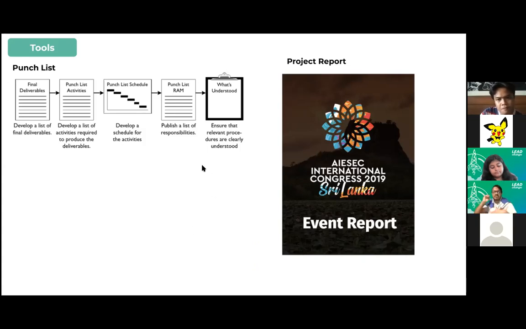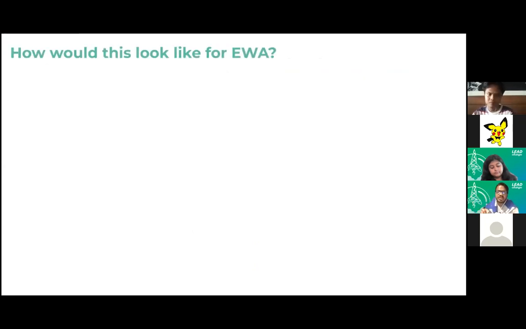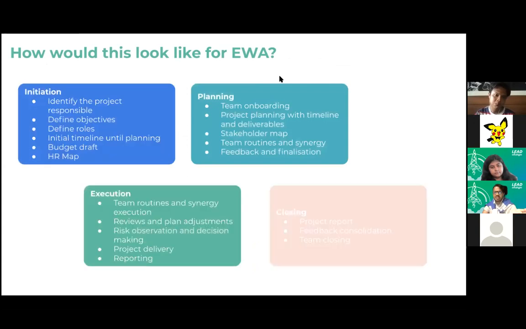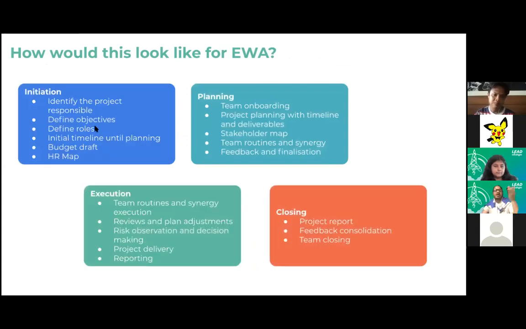Amazing. So I went through these 4 parts. It's not that complicated, but at the same time, there are small details that we need to look into. So how does it look like in EVA? Initiation will be: identify the project, define objectives, define goals, initial timeline, budget draft, HR map. And then we have the planning: team onboarding, project planning, stakeholder map, team routines, feedback and finalization. Then we have execution. Then we go for executing the whole event, and then we close the experience together.